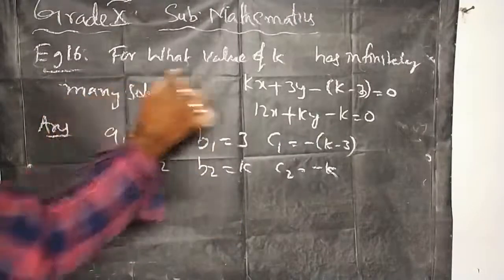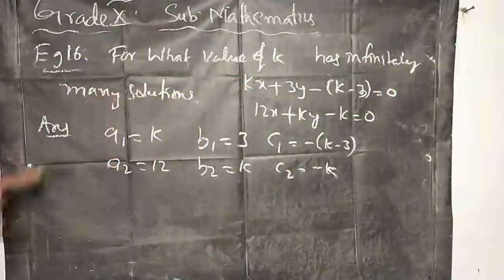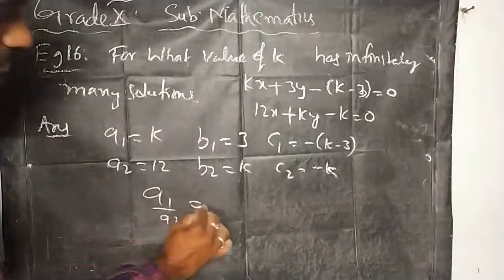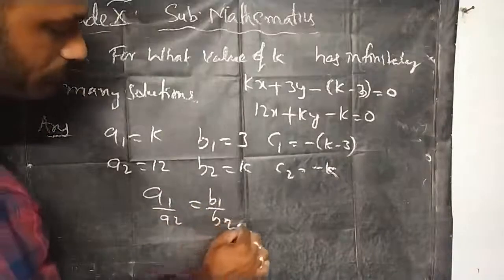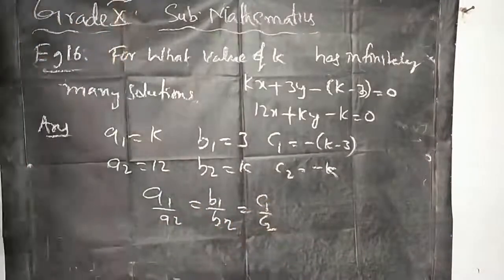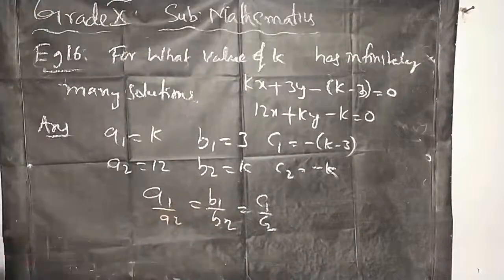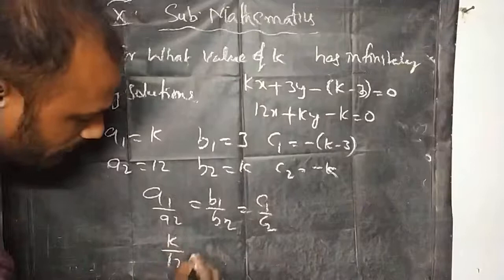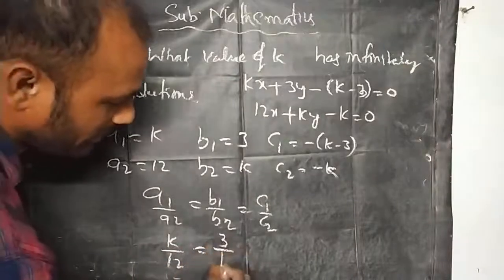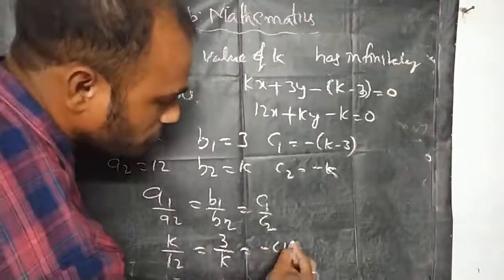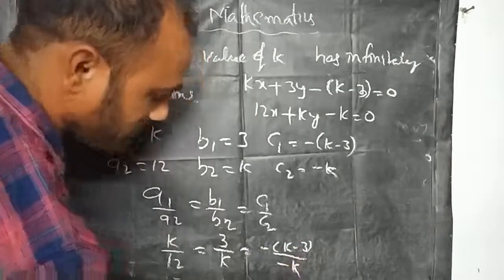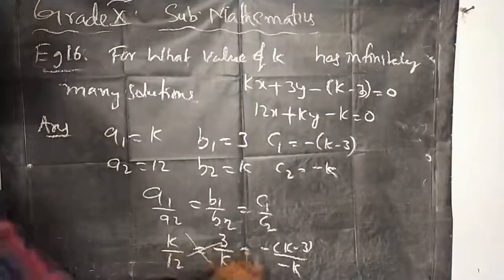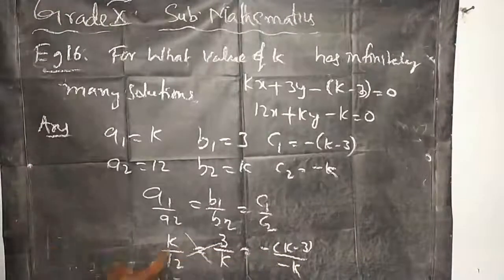The question clearly mentions infinitely many solutions. Infinitely many solutions means the condition is A1 by A2 is equal to B1 by B2 is equal to C1 by C2. This is the condition to be remembered. Let me substitute the values: k by 12 is equal to 3 by k is equal to minus of k minus 3 by minus k. I can do cross multiplication of these two and get the answer.